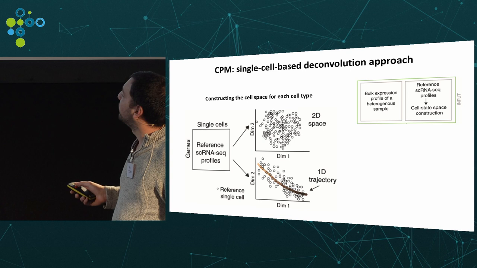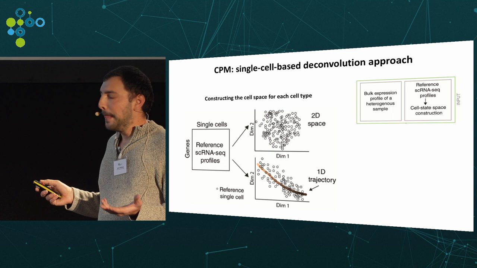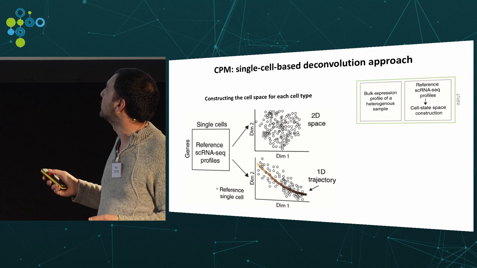Okay, so the first step in using CPM is to have your cell space. The cell space can be a multidimensional cell space using dimensional reduction, PCA, or t-SNE, or anything that you want to use.